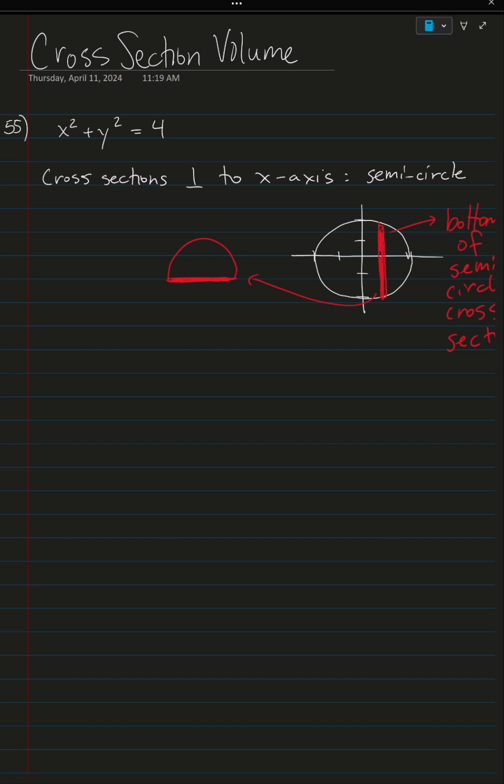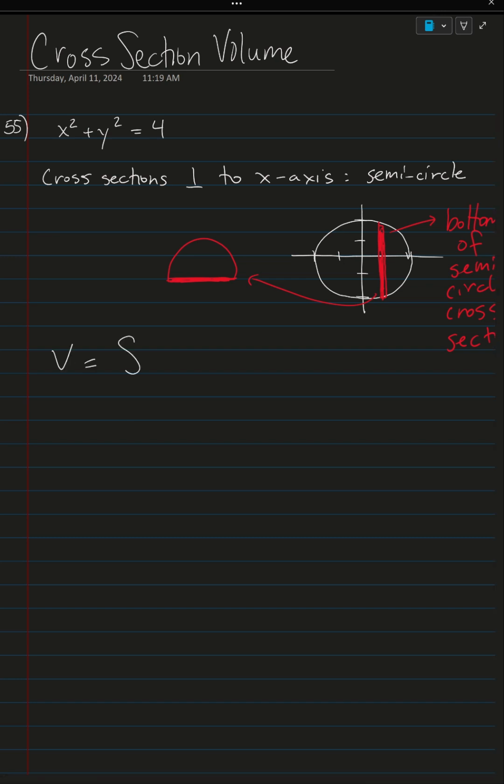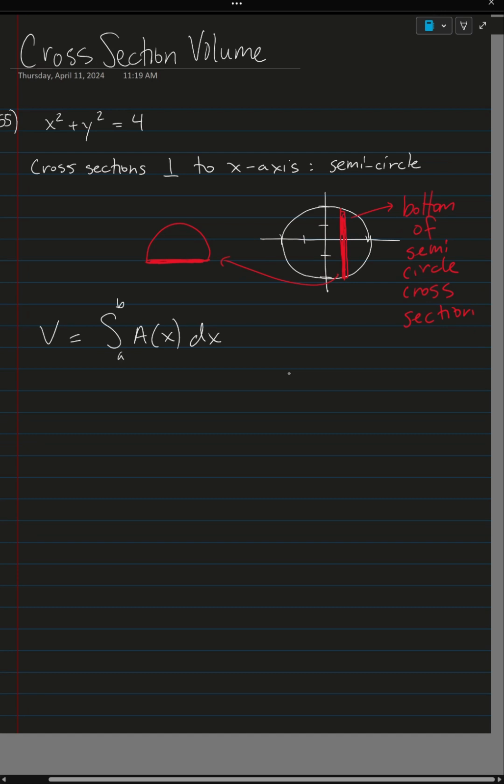And so we're going to have to find volume here. Let's switch back to white real quick. To do that, we're going to need the area formula from a to b, the cross section. So take that off to the side. The cross section is a semicircle, and there's a general formula for that. It's going to be pi r squared divided by 2. It's a semicircle, cut it in half.